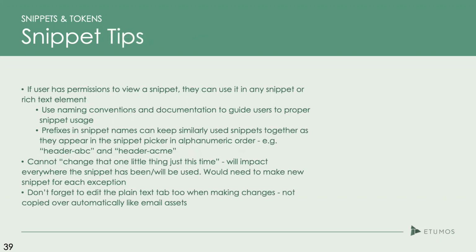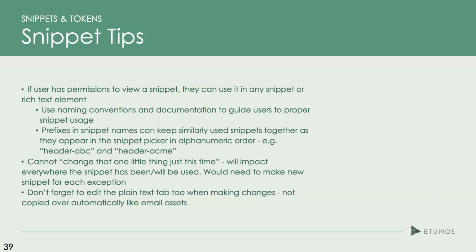Here are some more snippet tips. If a user has permissions to view a snippet, they can use it in any snippet or rich text element. I recommend using naming conventions and documentation to guide users to proper snippet usage, such as those that are interchangeable and intended to be used in a specific area. Prefixes in snippet names can be used to keep similarly used snippets together as they appear in the snippet picker in alphanumeric order. For example, header ABC and header Acme could represent two options for a snippet to be used in the header area of an email.